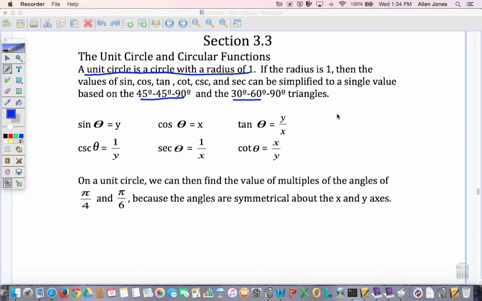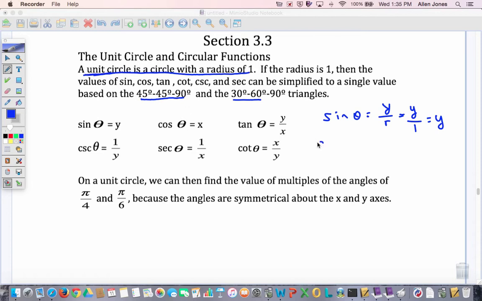So here's what we're saying. In a normal situation, sine of theta equals y over r. Well, if our radius, or our r, is 1, our sine equals y over 1, or just y. So on a coordinate plane, the sine is the same thing as the y coordinate if we're on a unit circle. So there's a key statement there, on a unit circle.